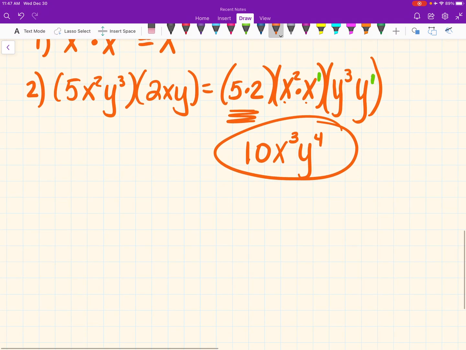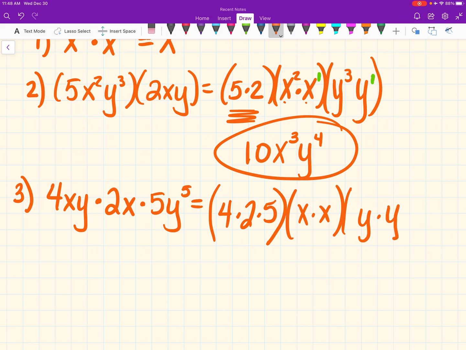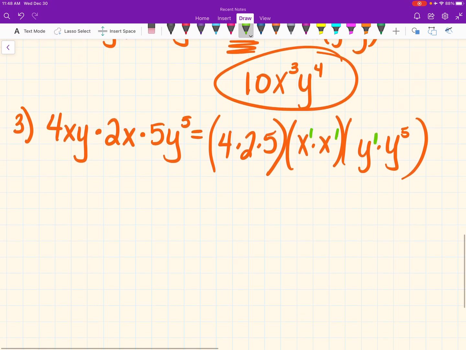Okay, number 3 is 4xy times 2x plus 5y to the 5th. Again, I'm going to regroup them to make them work. I'm going to put my numbers in one group. I'm going to put my x's in a group. And I'm going to put my y's in a group. And again, if you need to make those invisible ones visible, do that. If that helps you, it takes an extra split second, and if that helps you get it right, that's what you need to do. So then you do 4 times 2 times 5, which is 40. x times x is 1 plus 1, so that's x squared. And then y to the 6th.